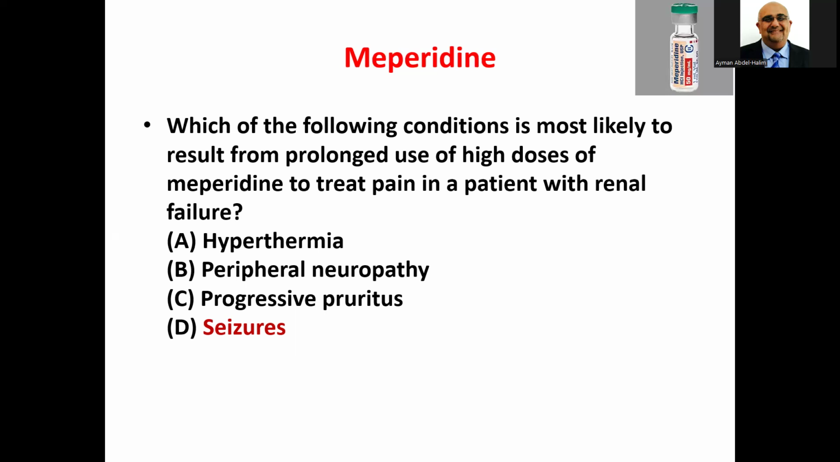Try to avoid it in general. It has some advantages. Okay, there's no doubt about it. It's good also for shivering. If you have a shivering patient, give him a 25 milligram dose of meperidine, and this will get rid of it.